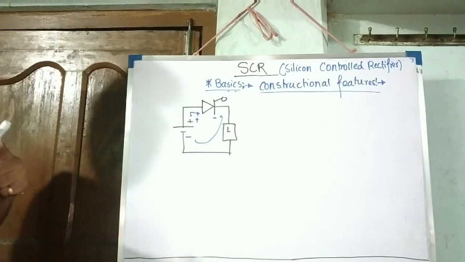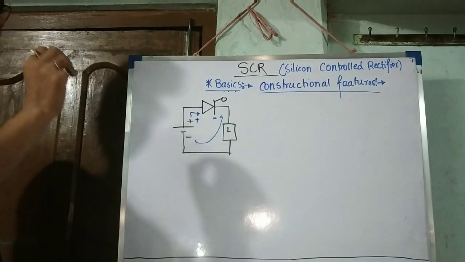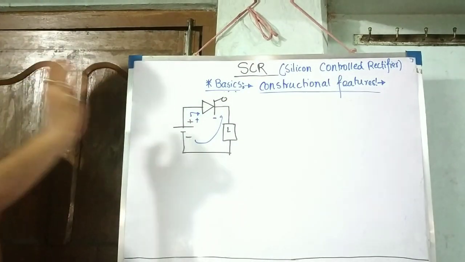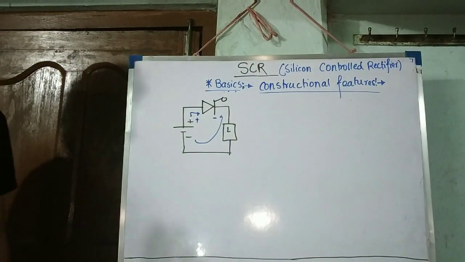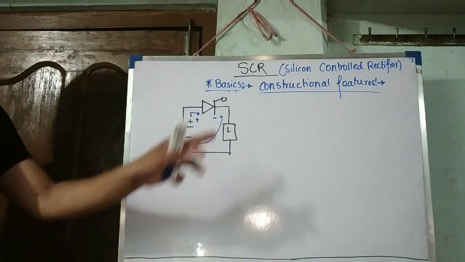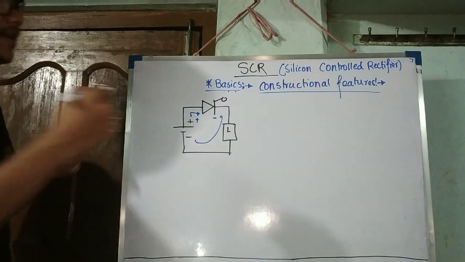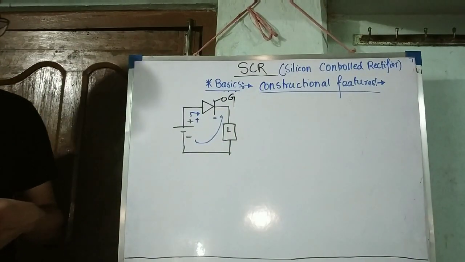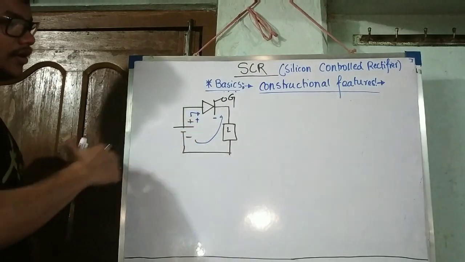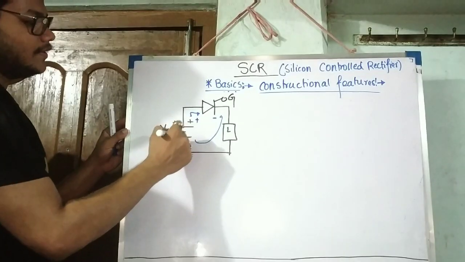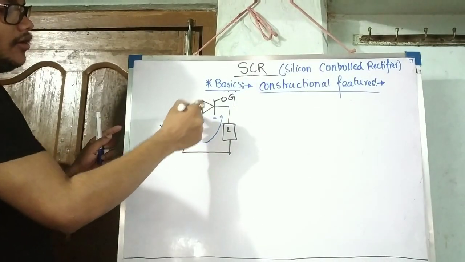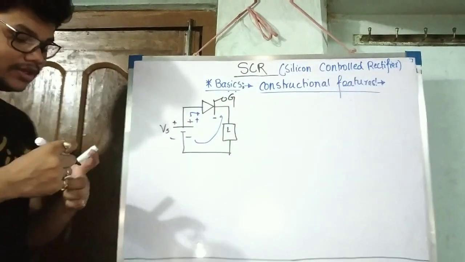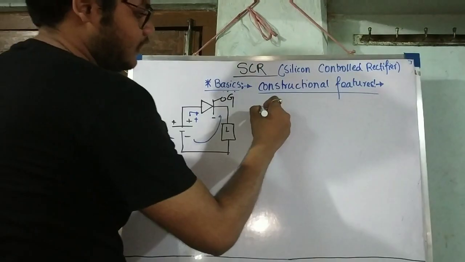But the thing is that in SCR, as soon as you apply the gate triggering, the SCR will start to conduct. If the triggering is not applied at the gate terminal, the SCR will not conduct. Okay. Now let us see what is happening when we apply a positive voltage. Means the P end, the anode, is connected to the positive end of the battery and the cathode is connected to the negative end. What is happening inside the SCR?